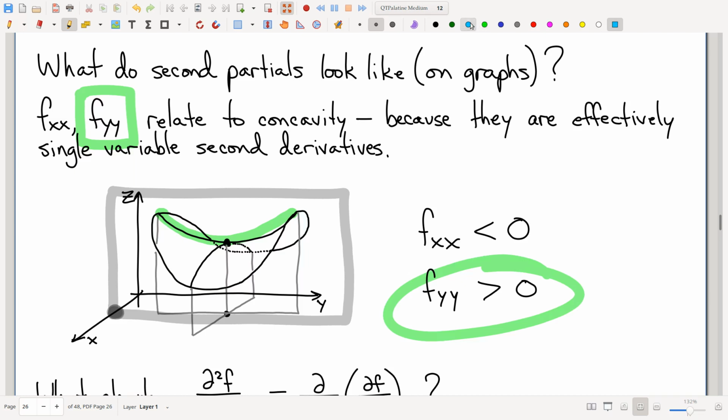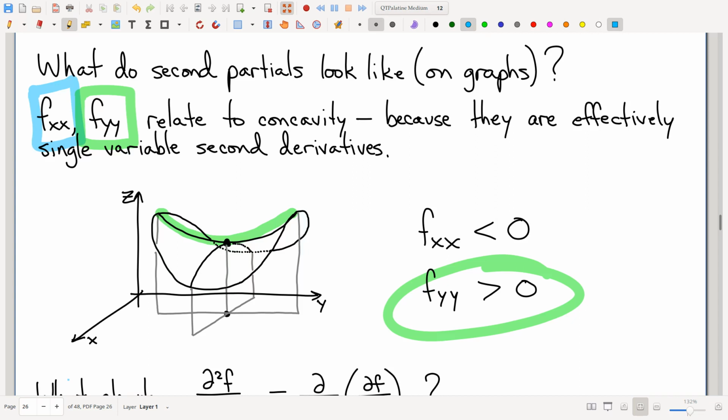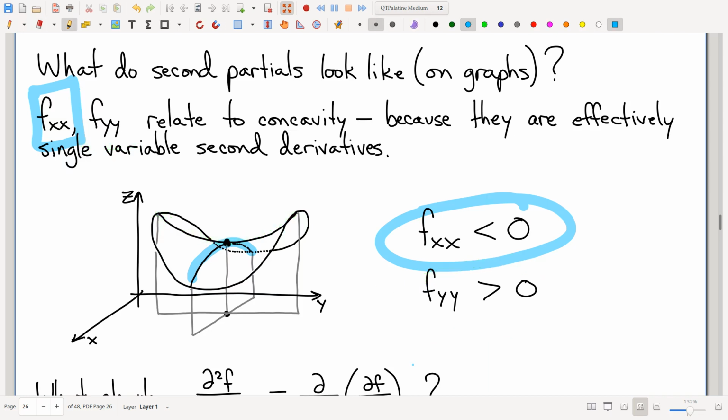There's a highly analogous interpretation of f_xx, in which case, of course, y is constant, which means we're looking at basically that line, clearly concave down. f_xx is negative. Everybody good with that? So for f_xx, you're setting y equal to a constant, and that gives you a single variable function, and then you're just taking the regular second derivative.